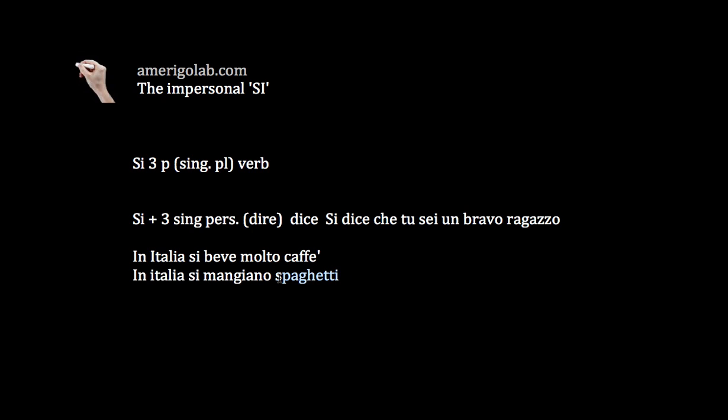Because spaghetti is plural. And why with si dice do we have the singular dice? Because we don't have a noun after the verb. We have an entire sentence, che tu sei un bravo ragazzo, but not a noun. So if we don't have a noun, or if we have a singular noun, we use the si form followed by the singular form of the verb, the third person singular of the verb. So si dice, si beve, si canta, si gioca, si corre, si parla, etc.